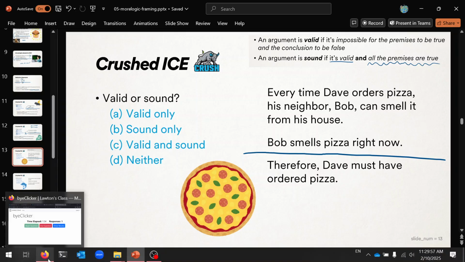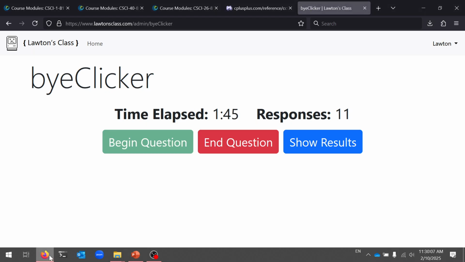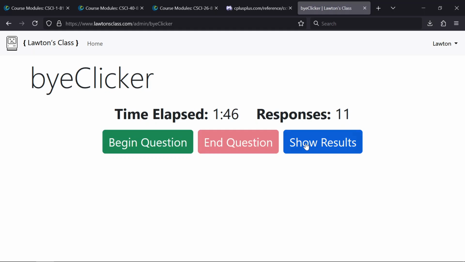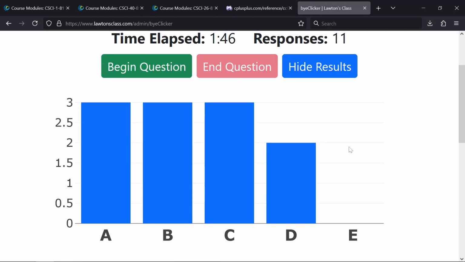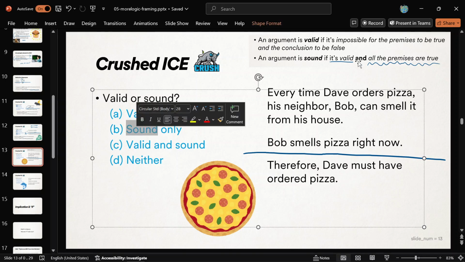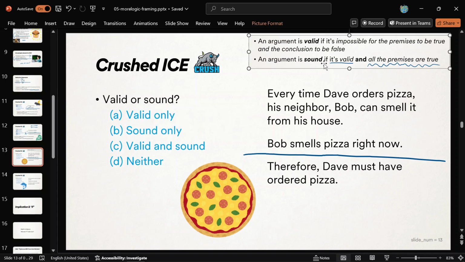Let's see if we agree this time. Ready? All right. Oh, we're still not sure. Interesting. We think it's probably not D, maybe, though? Some of us keep picking B, though. I need to tell you, B is never the answer. Cannot just be sound. It has to be valid and sound. Do we see that? It's part of the definition. Cannot be B ever.